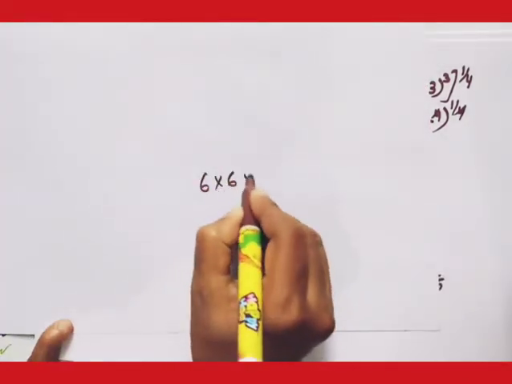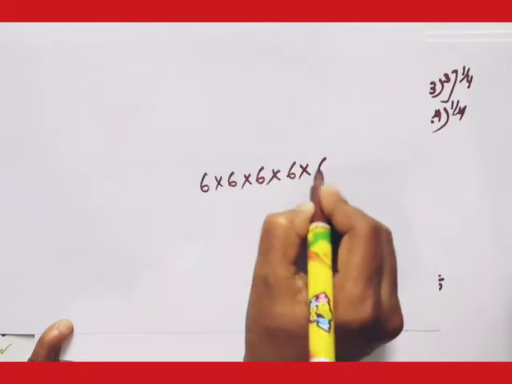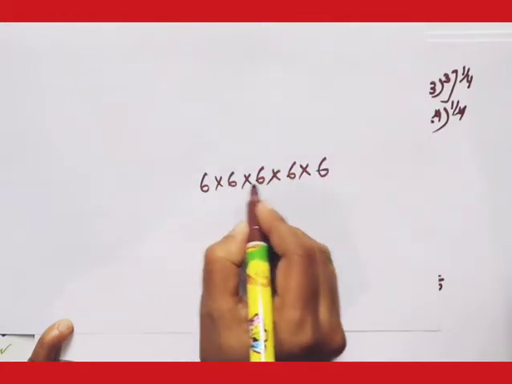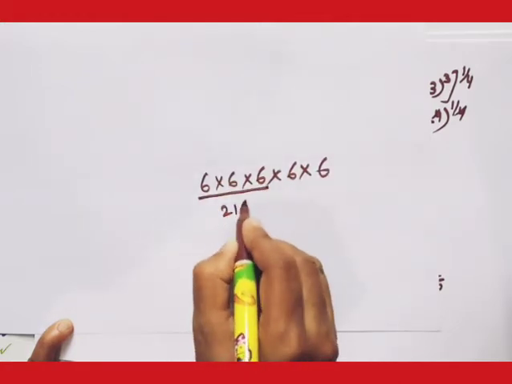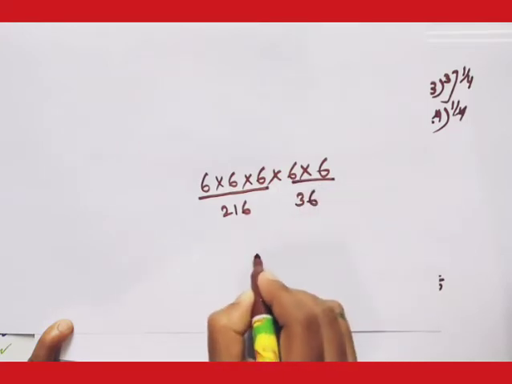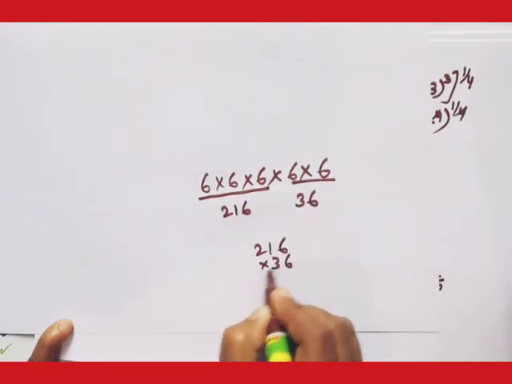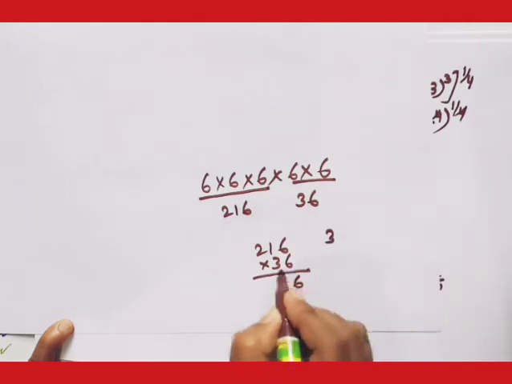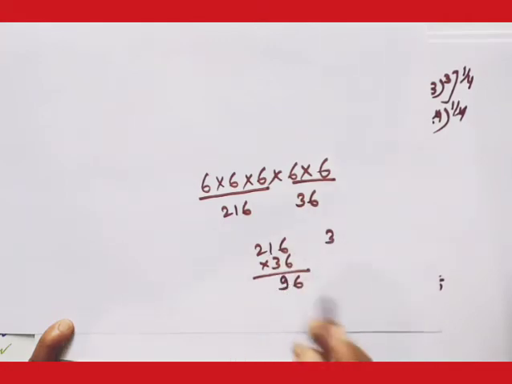6 into 6 into 6 into 6 into 6. For our C, 6 sixes are 36, 36 sixes are 216, and this is 36. So 216 into 36. What are you going to get? 6 sixes are 36, 3, 6 ones are 6 and 3, 9.